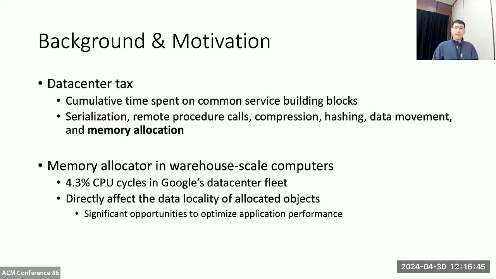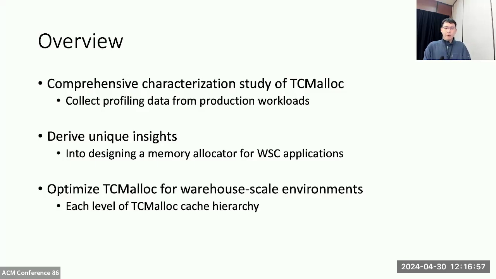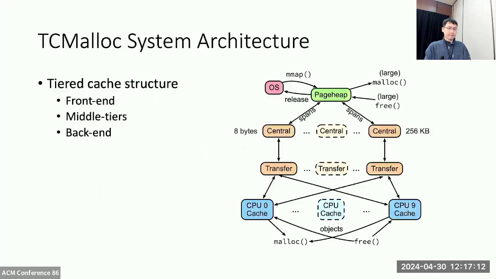So optimizing the memory allocator does not only reduce the CPU cycles spent in the allocator itself, but it also provides significant opportunities to improve application performance. To this end, we have performed the first comprehensive characterization study of TCMalloc, the memory allocator used in Google's production fleet. We derived unique insights from our characterization study and use them to optimize TCMalloc for warehouse-scale environments.